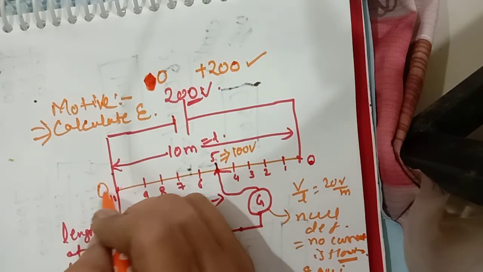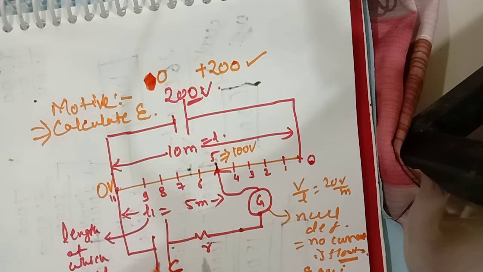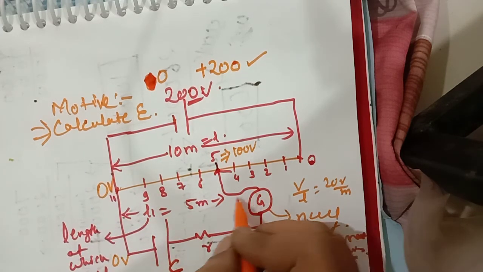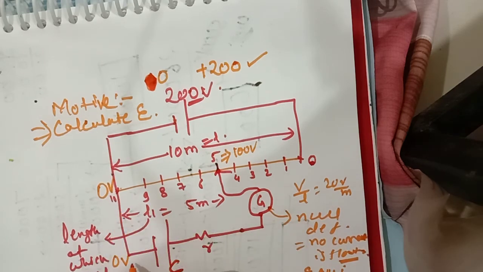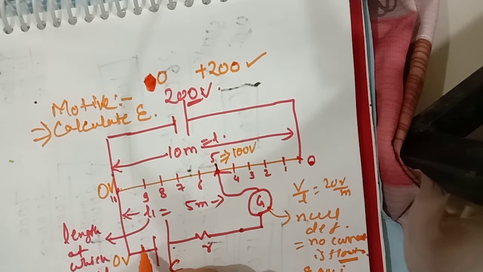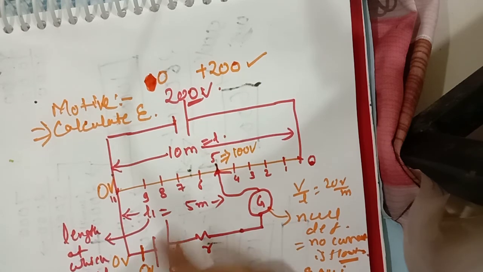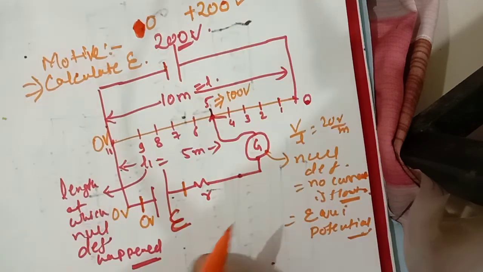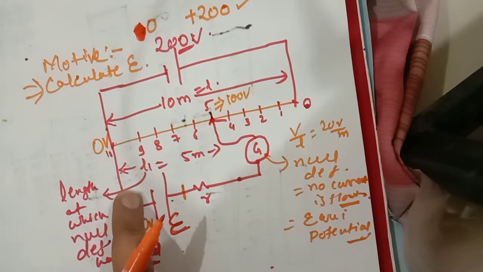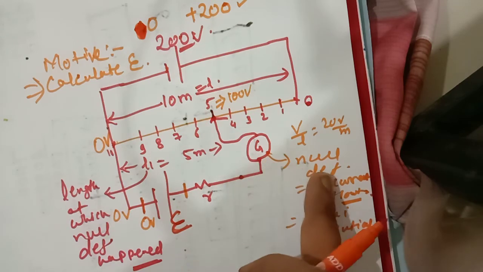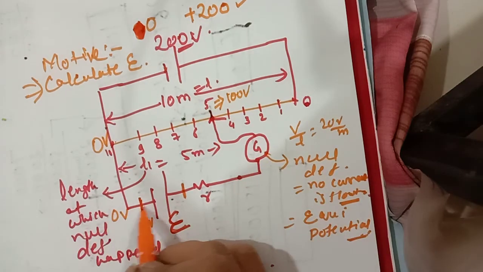So it is 0 volts over here. If it is 0 volts, and it is also 0 volts because no current is flowing and there is no resistance over here. From up to this point it is 0 volts. Now from here to here, up to here, it has no resistance and there is no current, as the galvanometer is showing null deflection. So up to this point it is 0 volt, right?